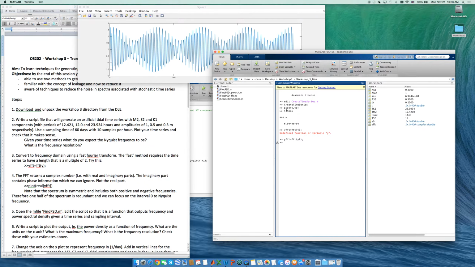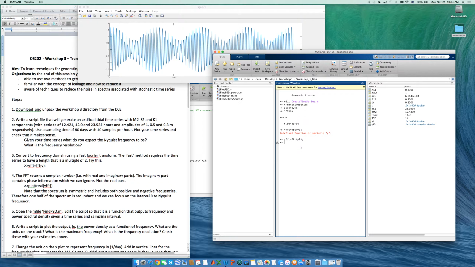Okay, so the fast Fourier transform returns a complex number. If we look over at our workspace, you can see it's called complex, which means it's got a real and imaginary part. The imaginary part contains phase information. We don't actually need that. We just want the frequency information, which is contained in the real part.